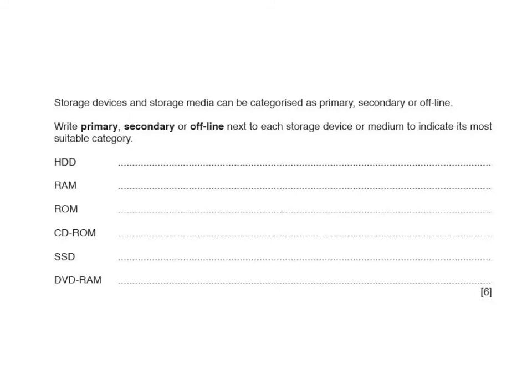Let's see, right, primary, secondary or offline next to each storage device to indicate its most suitable category. Well, let's do the ones that are easy first. RAM and ROM, primary.